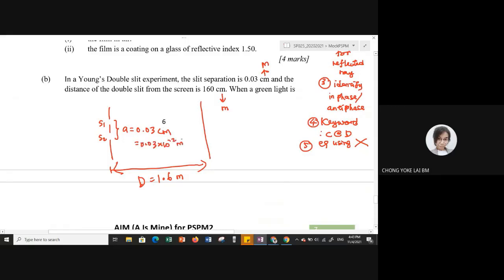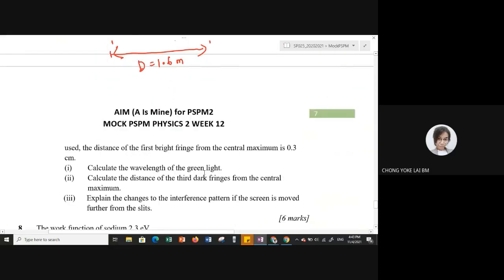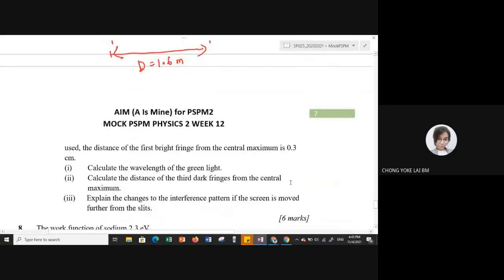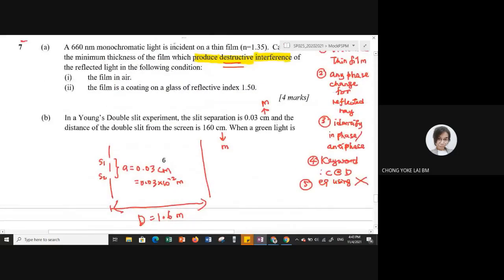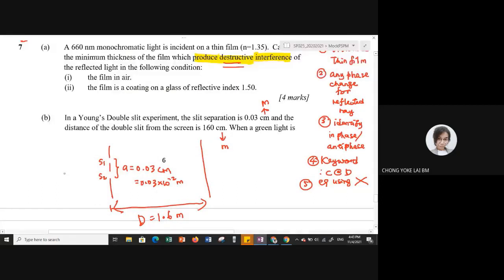So negative 2 meter. So when a green light is used, the distance of the first bright fringe from the central maximum is 0.3 meter. Okay, when I use a green light, so kita tukar color. Green light, where is green light? Yes, this is green light. When I use green light, I find out that this is the center.